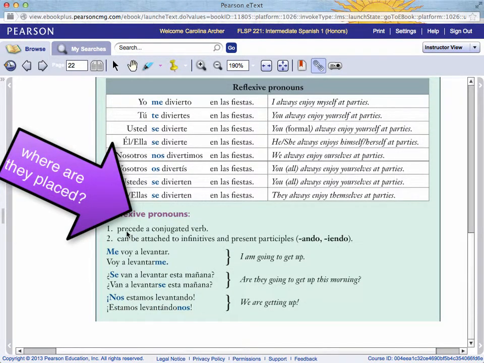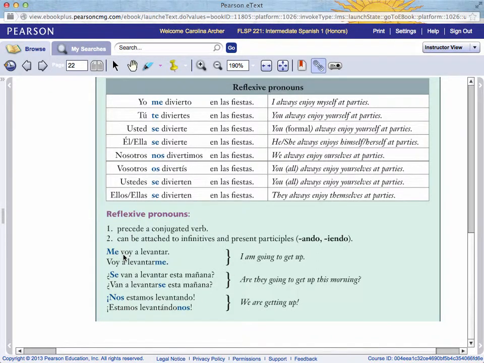Okay. Now, reflexive pronouns can precede a conjugated verb. For example, here you say me voy a levantar when you're talking about the future. I'm going to get up. Okay. So voy is the verb that is conjugated. So you can put the reflexive pronoun before a verb that is conjugated.